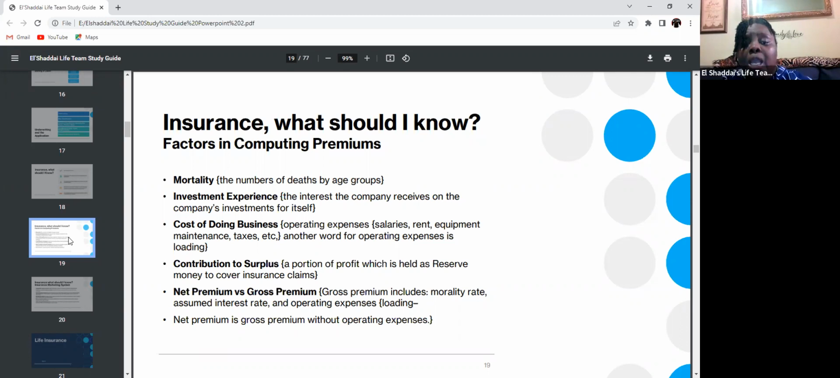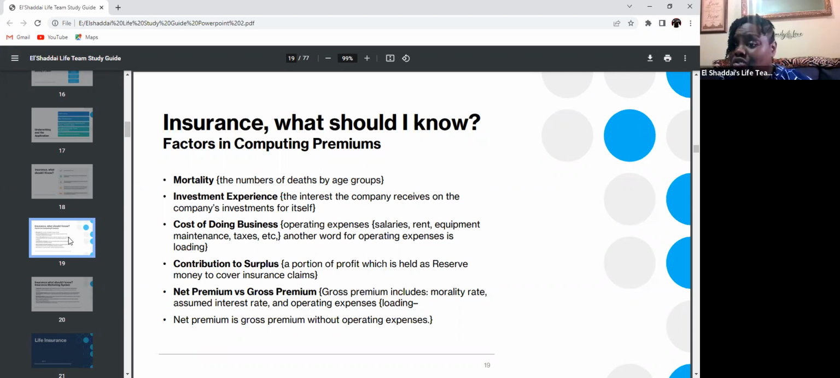Computing premiums. Contribution to surplus, a portion of profit which is held as reserve money to cover insurance claims. It's so obnoxious, but we just want to remember those terms. Mortality deals with the deaths of age groups. Investment experience, the interest the company receives from the company's investments. Cost of doing business, the amount of money it costs to operate a business. Contribution to surplus, the portion of profit held in reserve money to pay insurance claims. You're going to remember this when you see it.